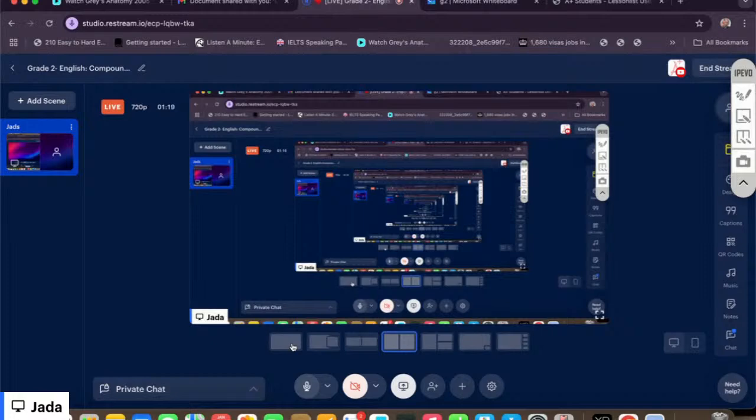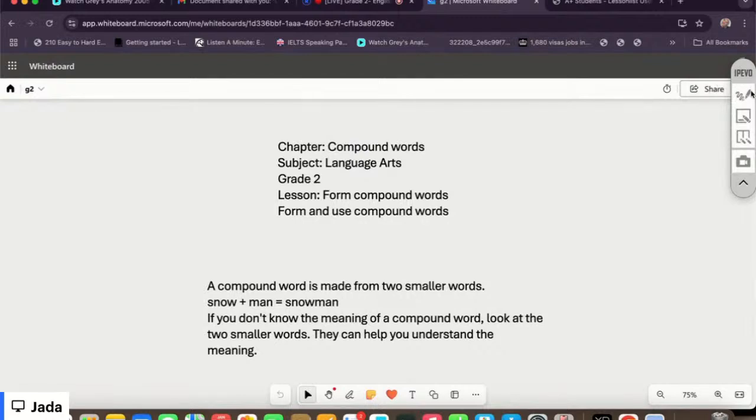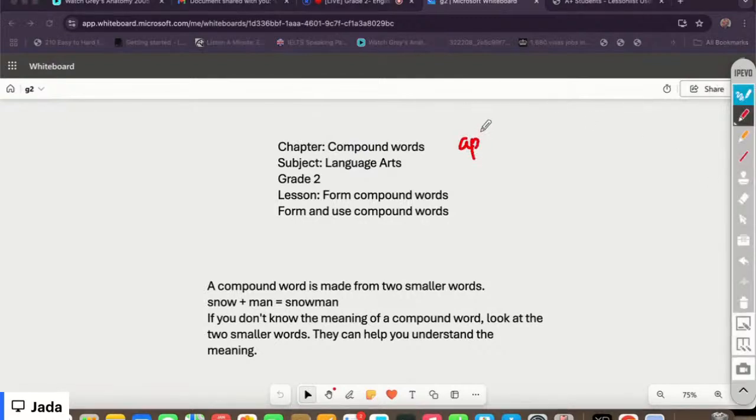Today we will be having compound words from grade 2. So first you have to log in using aplusstudents.com, and then you click on your name, you move into language arts, you go to grade 2, and then you go to the chapter compound words. And from that chapter we have two lessons that we will be completing today. We have form compound words and form and use compound words.